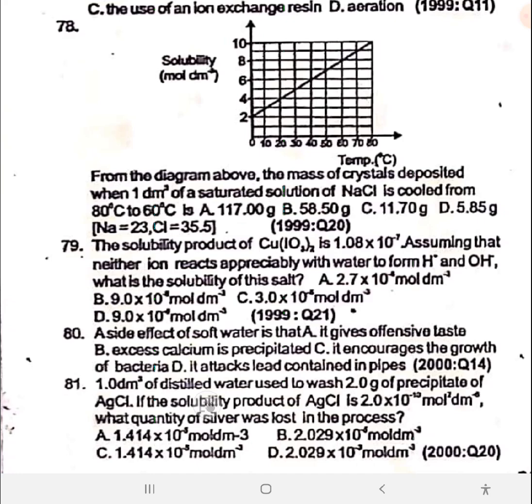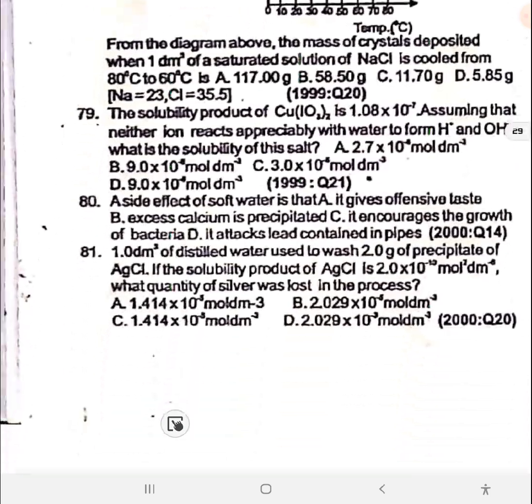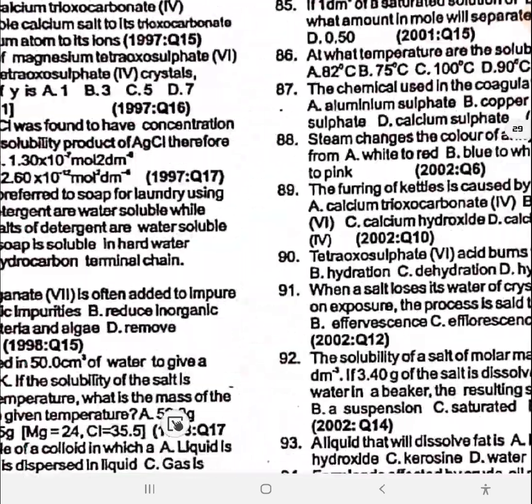Next, soft water does not waste soap. It is tasteless. It lacks calcium ions. It is not suitable for water transportation. It doesn't cause furring of kettles. And lastly, it is suitable for dyeing and tanning. So the question's option is it attacks lead. Soft water attacks pipes. It attacks lead contained in pipes. Option D. 81 has to do with a calculation.